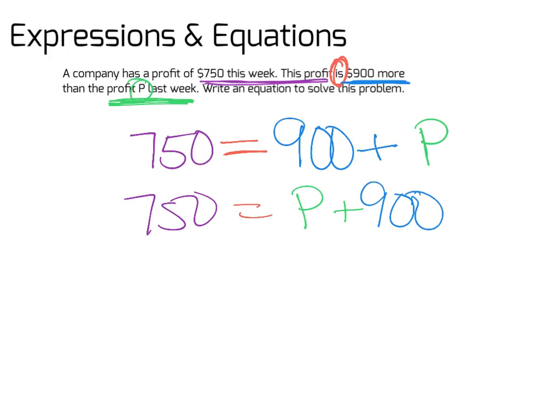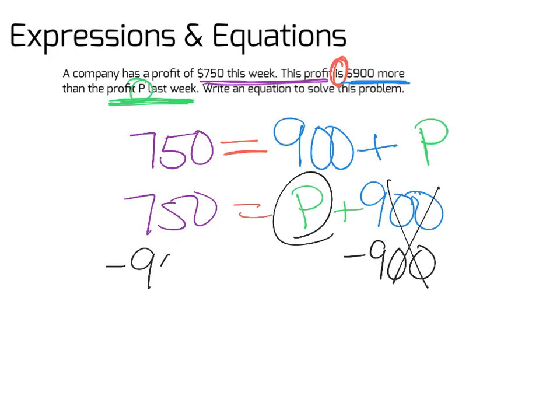Now, it's not asking us to, but if we wanted to solve this, I would need to move this 900 to the other side to get my P alone. So I'm going to subtract 900 so that those cross out. But if I subtract 900 from this side, I must subtract 900 from this side. So my profit last week was, let's see, that would be negative 150.